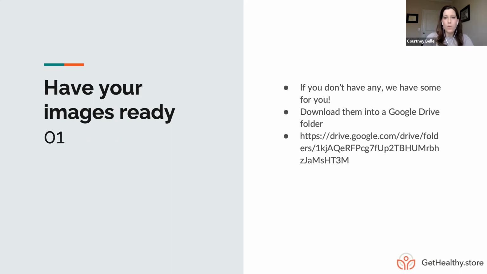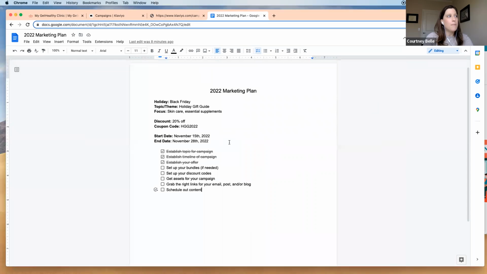We do have assets for you that you can use. But one thing I wanted to show you is an example of what you could be doing. This is just a simple Google Doc that I put together for this example today. Say you wanted to review what we've done already. Say you wanted to do your campaign over Black Friday, and you want your theme to be the holiday gift guide. This is a little template you could use to follow up on those steps.